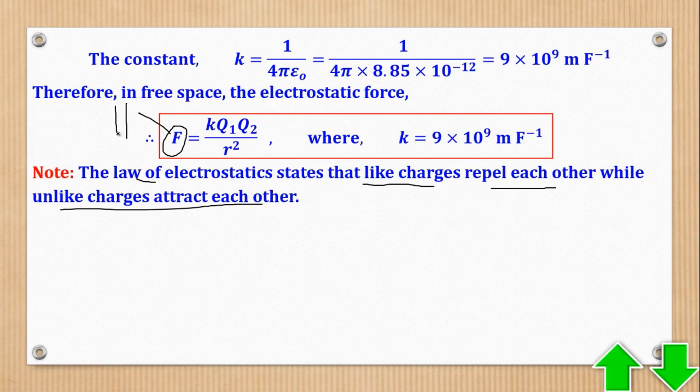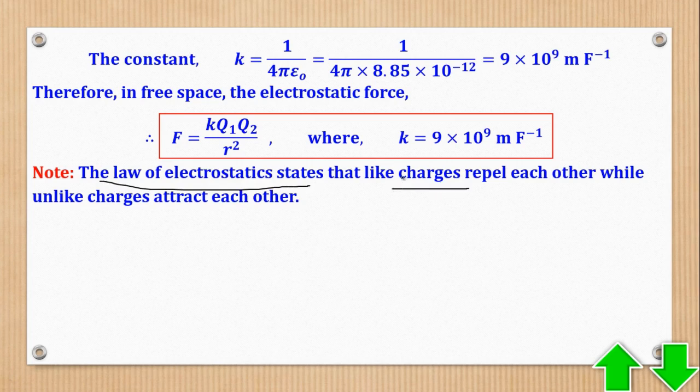A vector quantity always has magnitude and direction. This expression gives you the magnitude of that force, but you also need to specify the direction of that force. That is where this law of electrostatics comes in, whereby we need to know that like charges repel. Like charges means both are positive or both are negative, and unlike charges attract. That means one is positive, the other is negative.